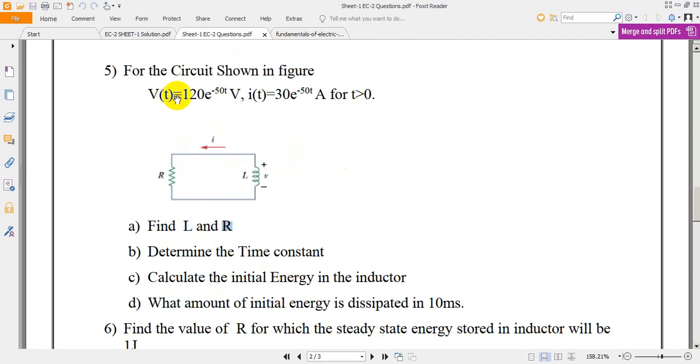The given parameters are the voltage across the inductor and the current flowing through the circuit, but we need to evaluate L and R. Then we need to calculate the time constant, the initial energy in the inductor, and also the amount of initial energy dissipated in 10 milliseconds. These things we need to evaluate.